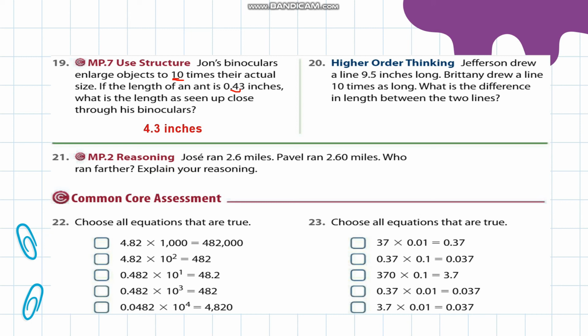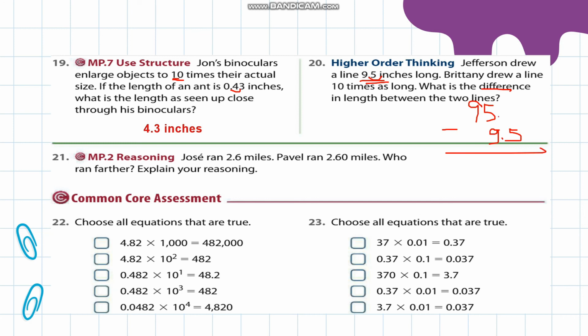Number 20. Jefferson drew a line 9.5 inches long. Brittany drew a line 10 times as long. What is the difference in length between the two lines? So Jefferson drew 9.5 and it is 10 times. So 10 times means move to the right 1 time. So Brittany has 95 inches. So to find the difference, I'll just subtract 95 minus 9.5 for Jefferson.